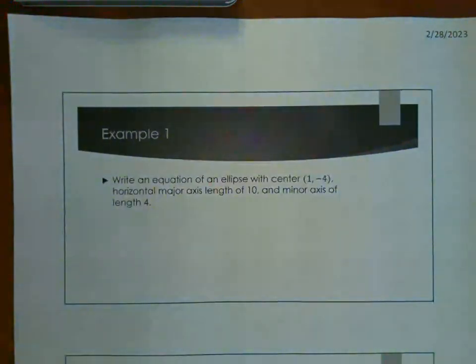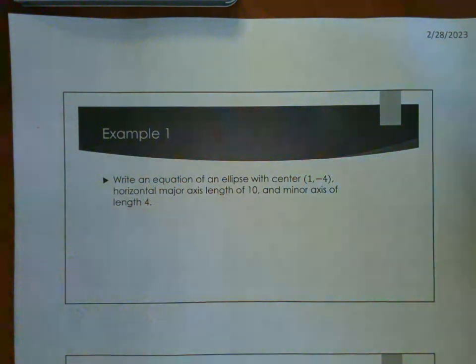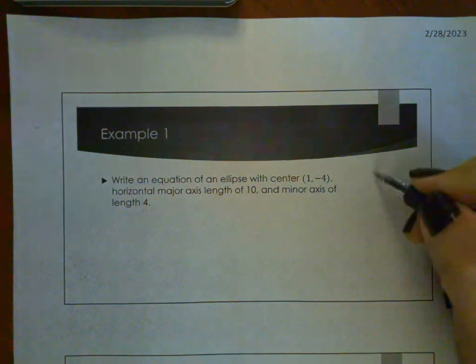So the first problem says to write an equation of an ellipse with center (1, -4), a horizontal major axis length of 10, and a minor axis of length 4. So there are a few different ways that you could start to approach this problem. For me, I think what's easiest is when I draw a picture. It helps me to kind of picture what I'm seeing. So I'm going to draw a little sketch over here.